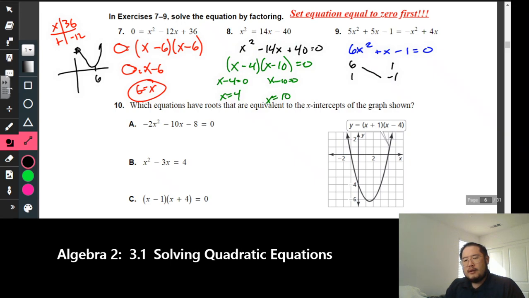6 times negative 1 is negative 6. 1 times 1 is 1. This right here adds up to negative 5. What I needed to add up to is positive 1, that b term. Okay, so it's kind of pretty similar to all the previous problems. So that doesn't work out. We got to go back to the drawing board.